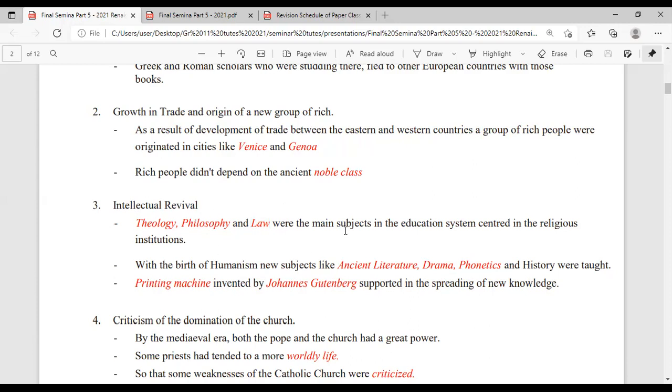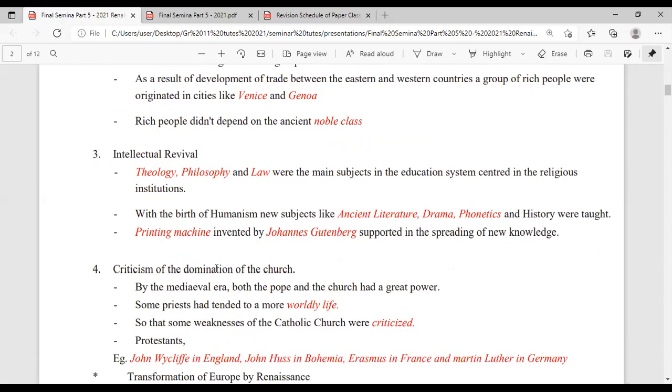Now, the fourth reason, criticism of the domination of the church. By the medieval era, both the Pope and the Church had a great power. Some priests had tended to a more worldly life. Worldly life means a more luxurious life, enjoying facilities. So some weaknesses of the Catholic Church were criticized. So, what happened? Who criticized? Protestants were criticizing them. Who were the Protestants? They were also priests.